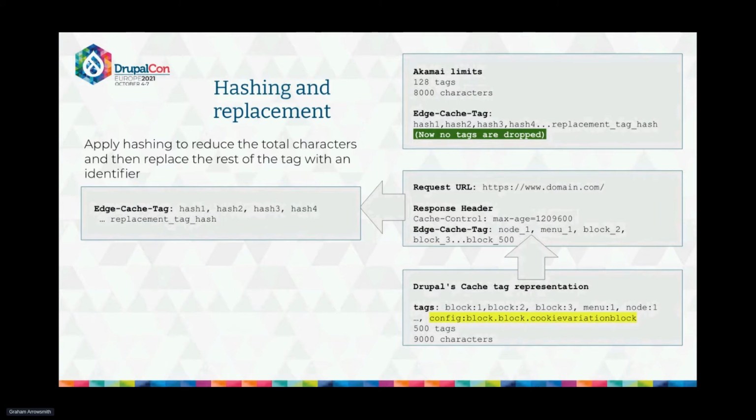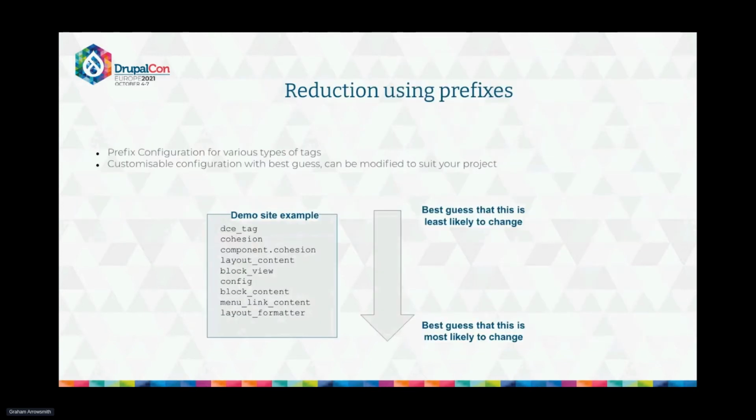Now let's look at how we decided tags for reduction. We created a prefix configuration for various types of tags. This configuration was created as a best guess of what's less likely to change and which will be common to many pages. As we can see, there are many tags which we have added here, and these tags made up our setting. Now let's look at how we use this setting.